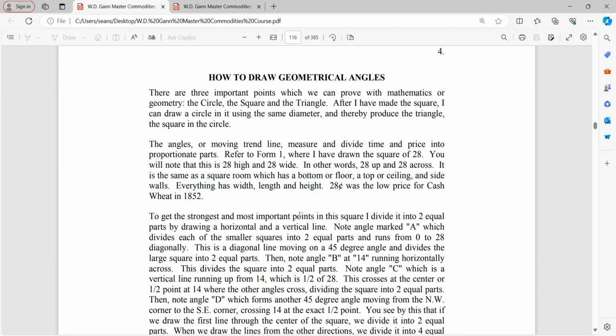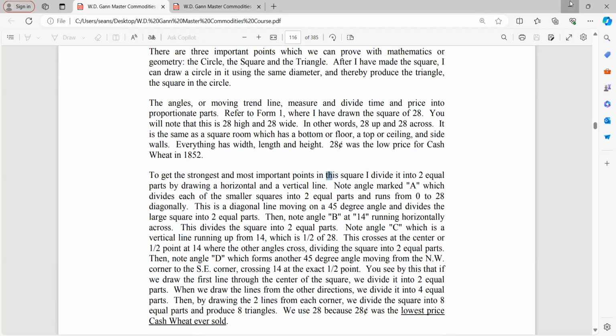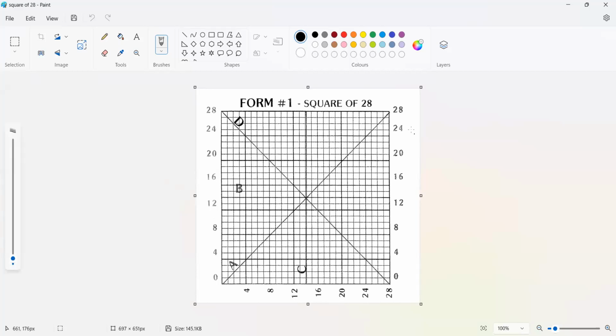Okay, so Gann, tell me, why are you using a square and where from? Well, the square of 28 is being drawn from the low at 28 cents, which was the low price for cash wheat in 1852. And we're trying to find where price may square out with time based on 28. That's what he's saying here, okay? So let's go open up the square. So this is the square of 28. I'll put it in the chat so maybe you can open it up on your computer while we go through this.